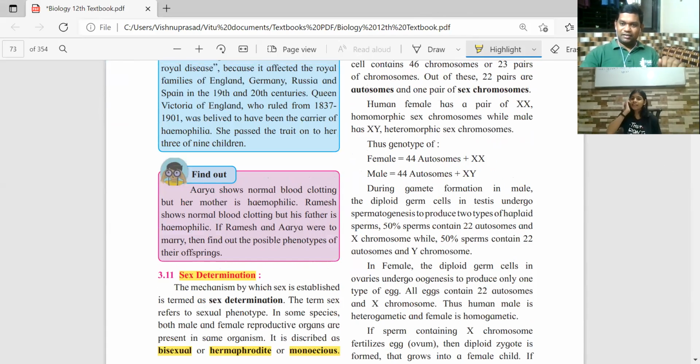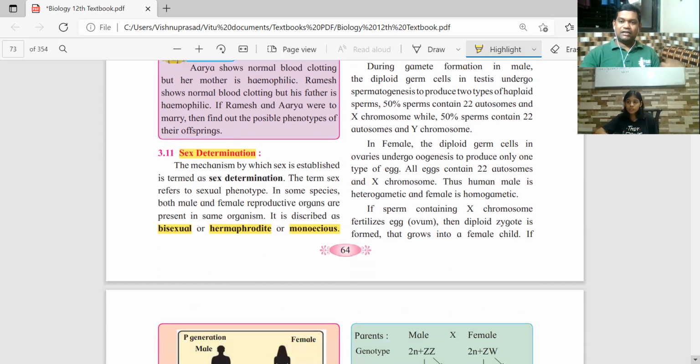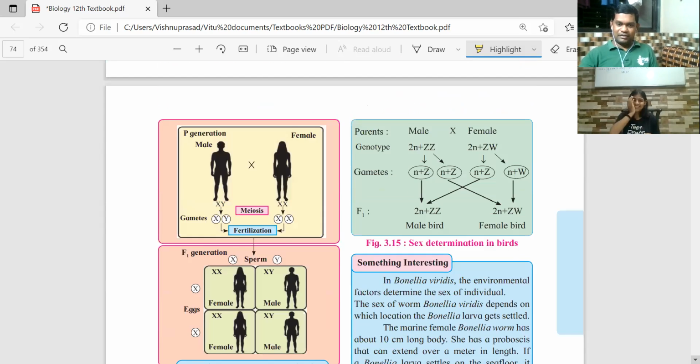And there is one more word which is given over here: in the case of males, they are said to be heterogametic, and females are said to be homogametic. Homogametic मतलब क्या? Producing only one type of gamete. We have seen that. Heterogametic means producing two or more types of gamete. Very easy.